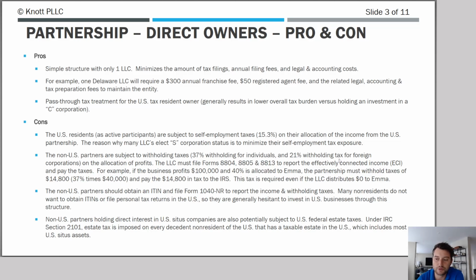And it's a 21% withholding tax if the owner is a foreign corporation. In this example, Emma is obviously not a foreign corporation. She's a natural person, an individual. So her withholding rate is the 37%.